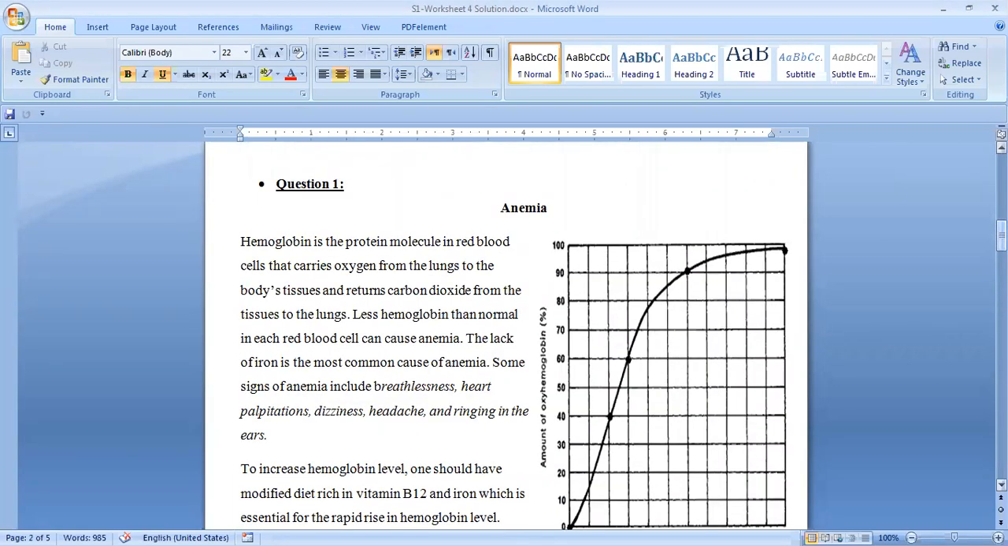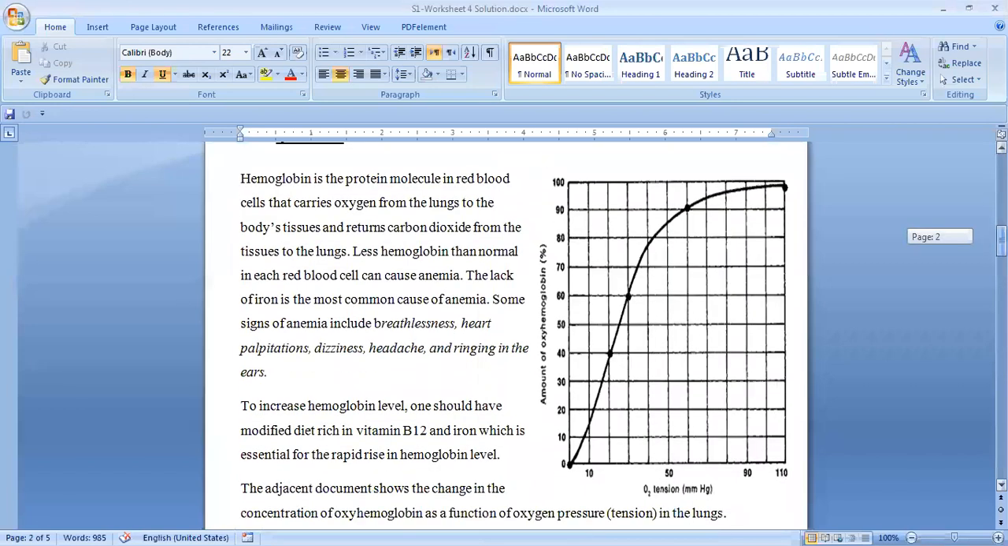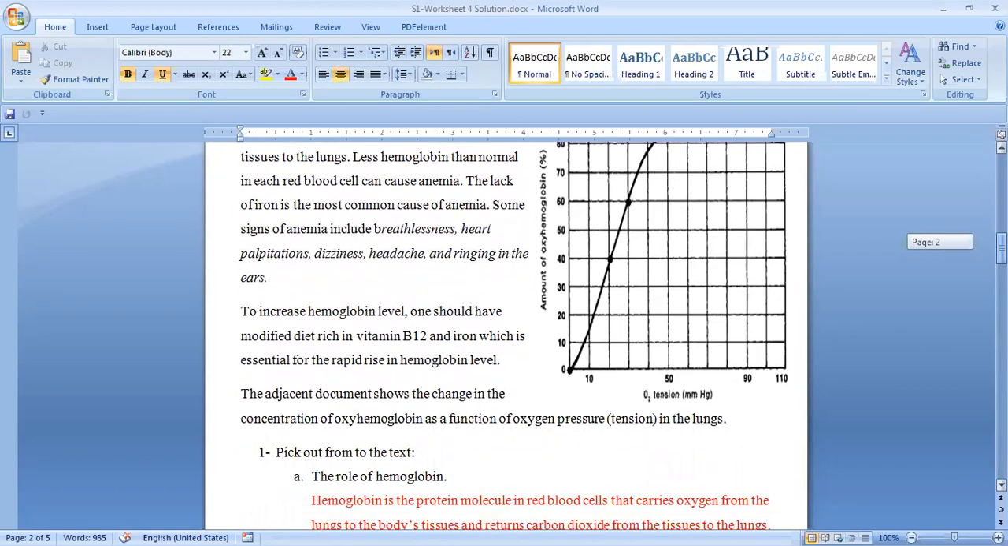Hemoglobin is the protein molecule in red blood cells that carries oxygen from the lungs to the body's tissues and returns carbon dioxide from the tissues to the lungs. Less hemoglobin than normal in each red blood cell can cause anemia. The lack of iron is the most common cause of anemia. Some signs of anemia include weakness, heart palpitations, dizziness, headache, and ringing in the ears. To increase the hemoglobin level, one should have a modified diet rich in vitamin B12 and iron, which is essential for the rapid rise in the hemoglobin level.